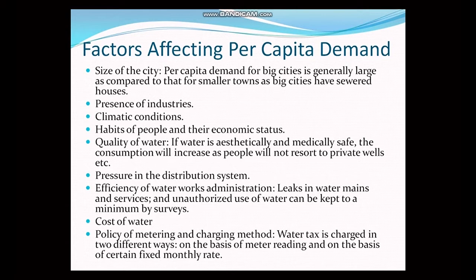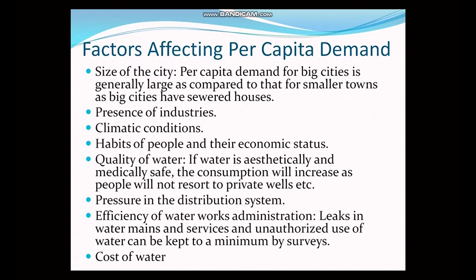Now the habits of people and their economic status. The areas with higher incomes generally use more water than areas with low incomes. Larger landscaped residential lots that require more water are often associated with more affluent communities. Additionally, higher income households may be less sensitive to the cost of water since it represents a very small portion of household income. Now the factor is quality of water. If water is aesthetically and medically safe, then the consumption will increase as people will not resort to private wells.